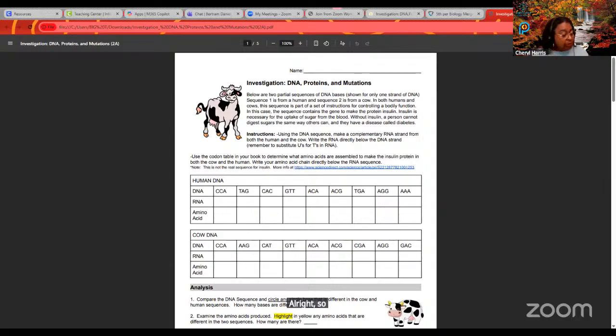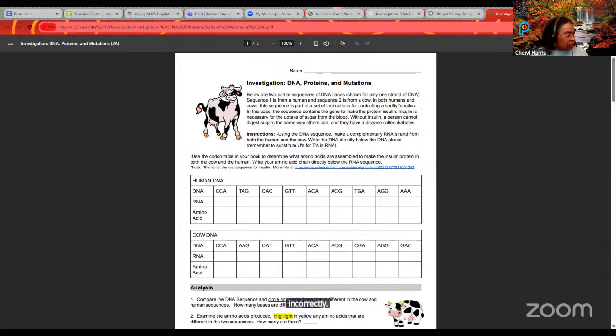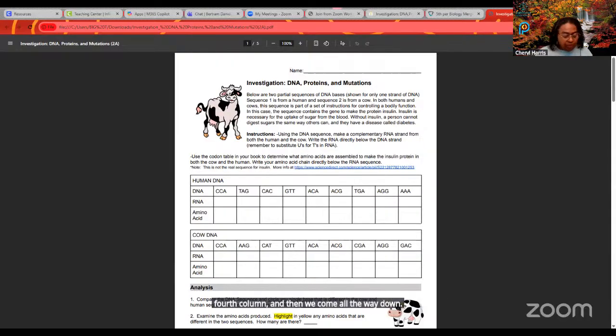All right, so now your job is to take that information and go to the chart and figure out what amino acids you're going to. So here you're going to put the initials. So I had already done the first one for you incorrectly. So we want G. It's the last row, and then go up to the top. G again, that's the fourth column. So we know we're in the last row, fourth column, and then we come all the way down to find the U, and it's going to code for glycine. So you can write GLY, and that'll be sufficient.